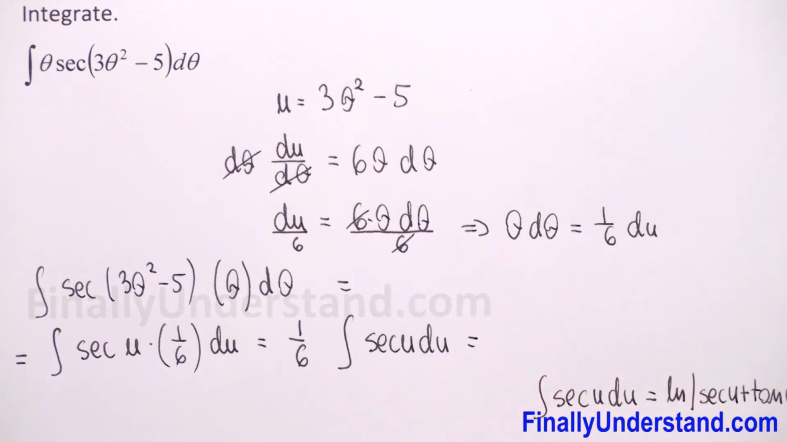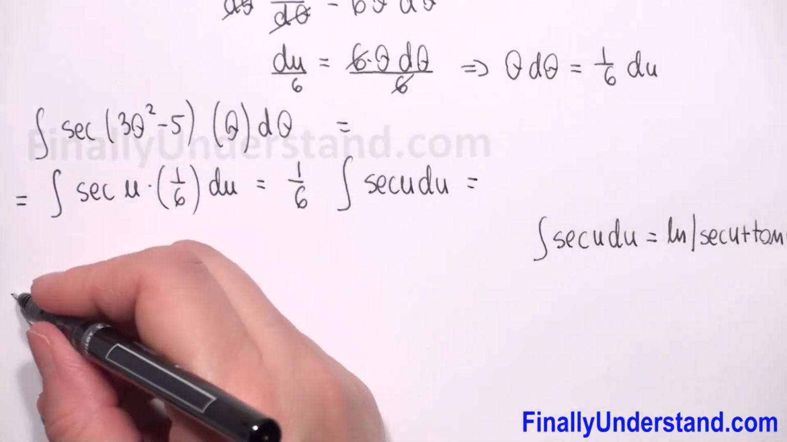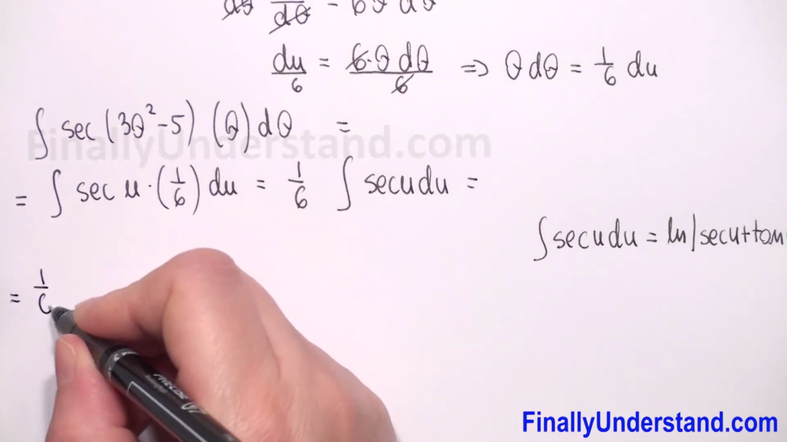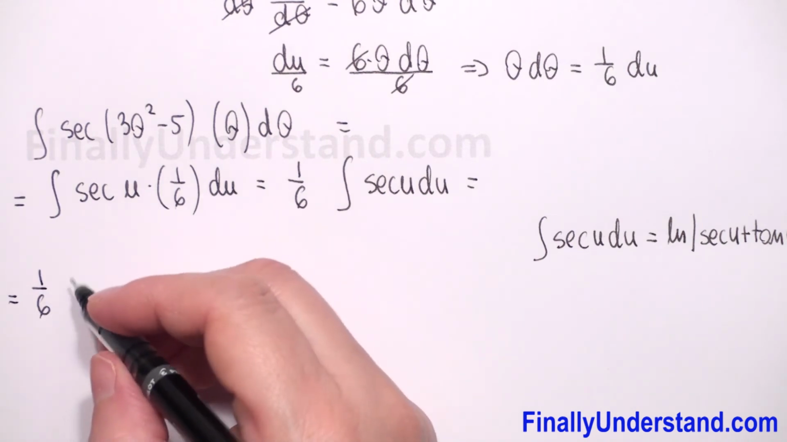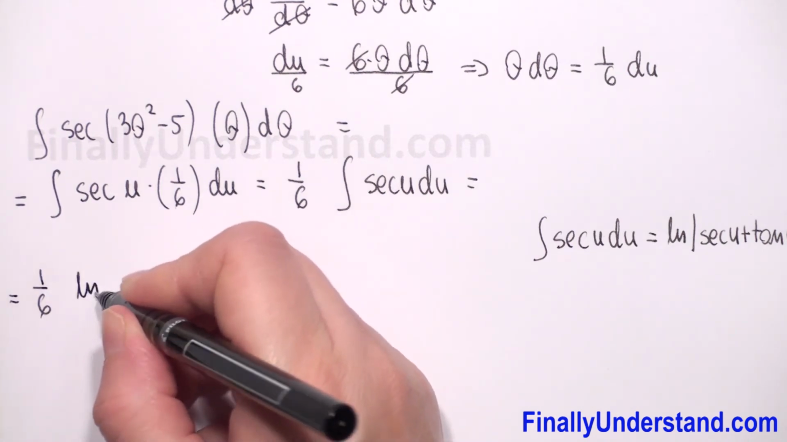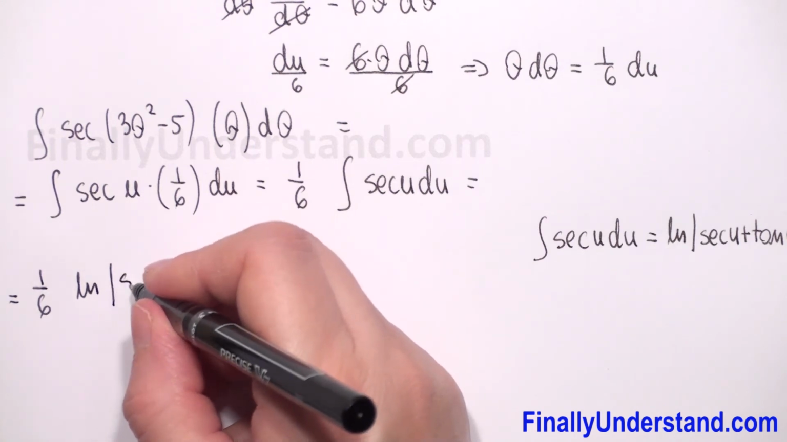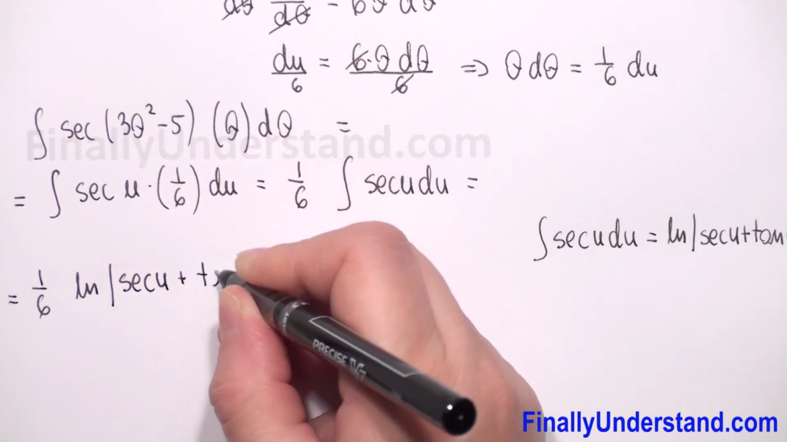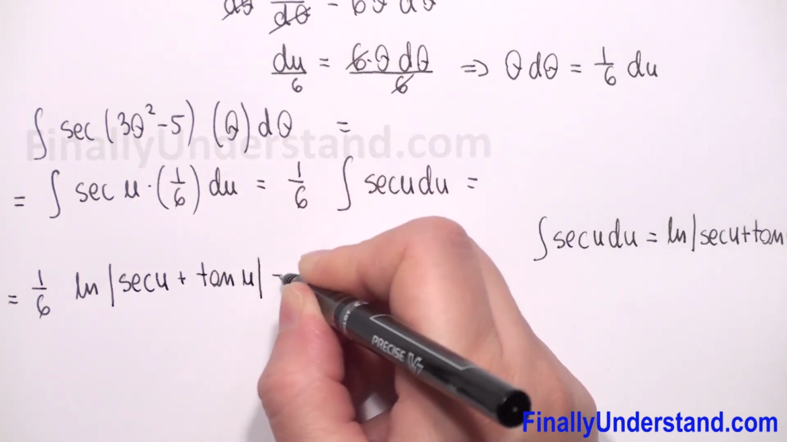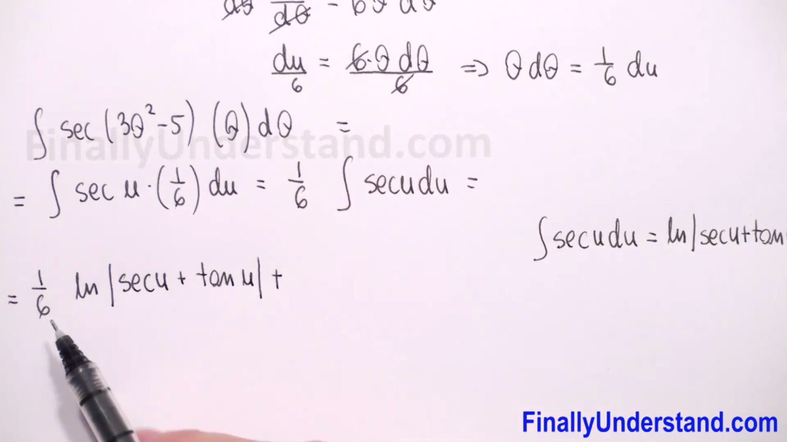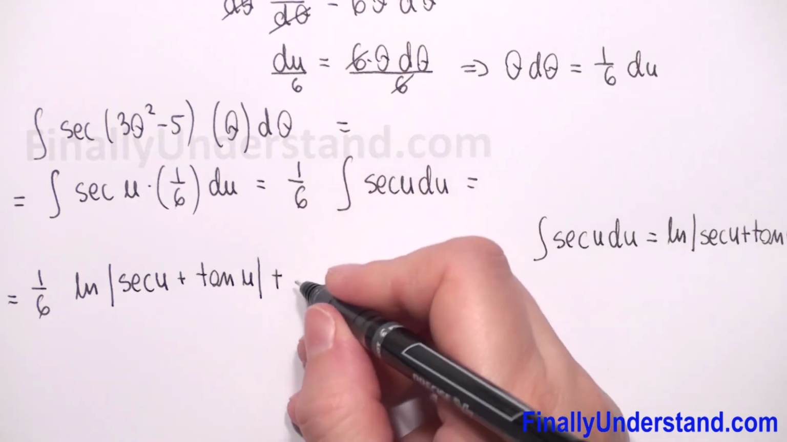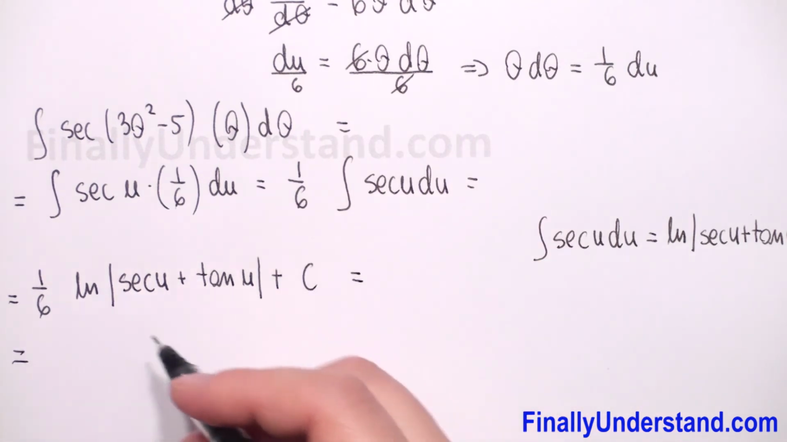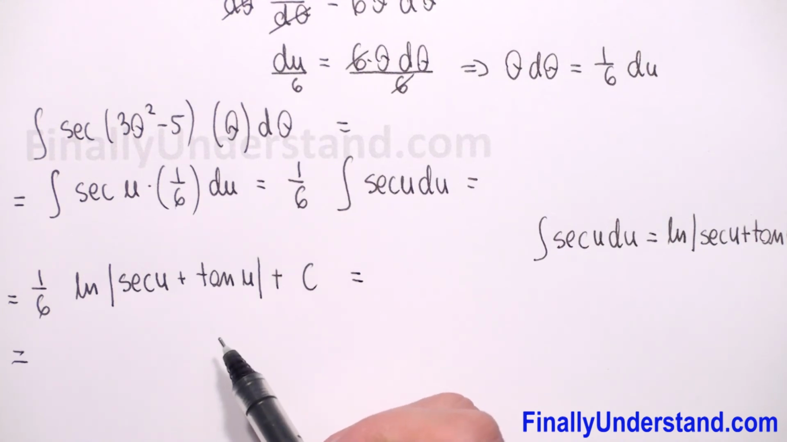So now we have to first copy 1 over 6 and we have times natural logarithm of absolute value of secant of u plus tangent of u plus constant. When we multiply 1 over 6 by constant, it still will be constant, so I can put just c. So this is equal.